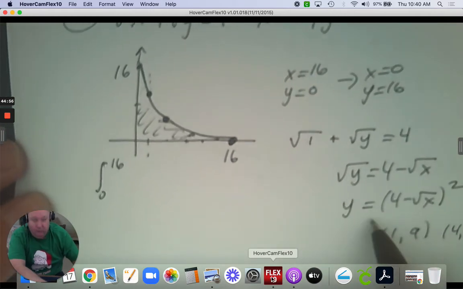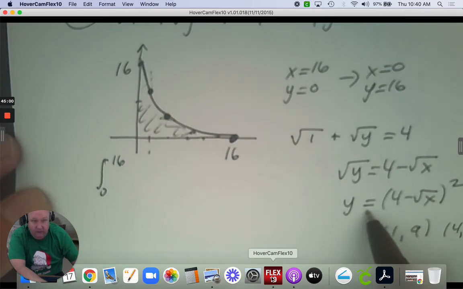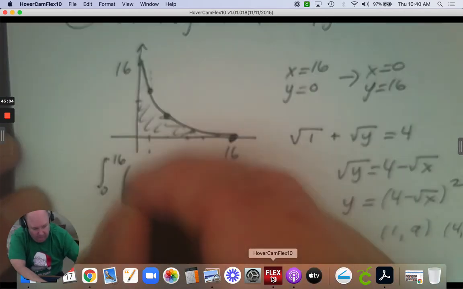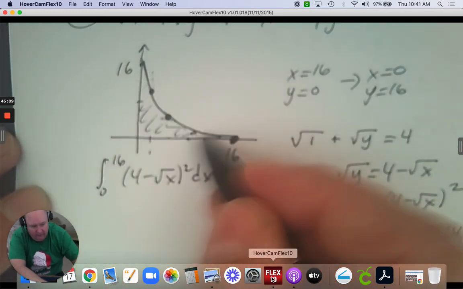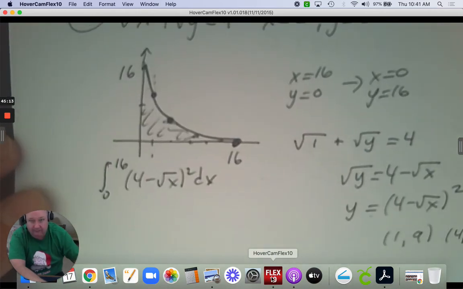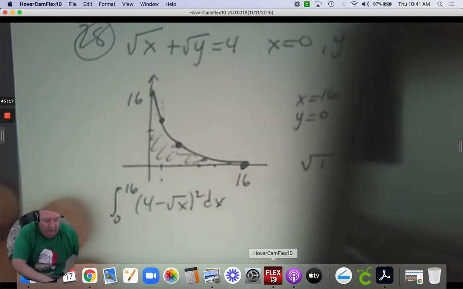I wrote it this way. So if you write it this way, it's the x's. So it's top subtract bottom. So that's going to be the integral of 4 subtract root x, squared, dx. The bottom is 0. And there's your setup. Use your calculator.